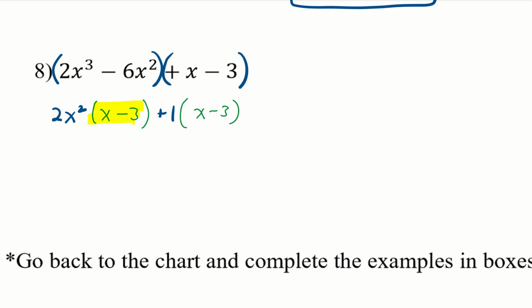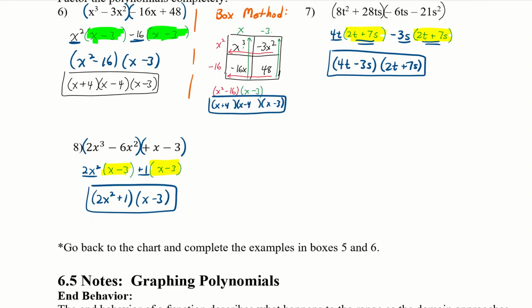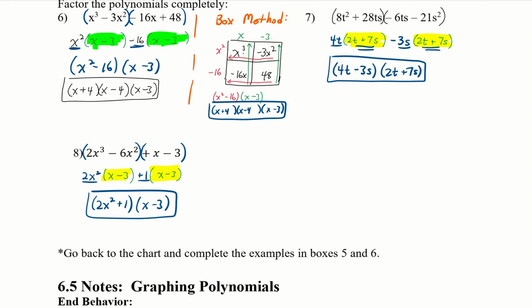Well, there's that x minus 3, x minus 3. So we're going to end up with 2x squared plus 1 coming from here and here, and x minus 3. Neither one of those factors anymore, so that is it. So that's how you're going to factor by grouping. And again, you have the choice of the box method, or you can factor by grouping the way we showed you.